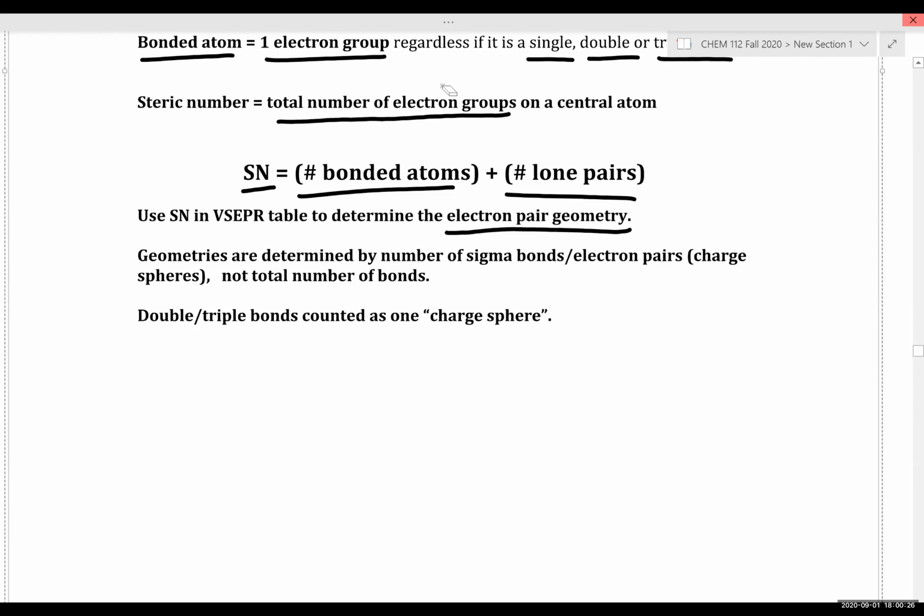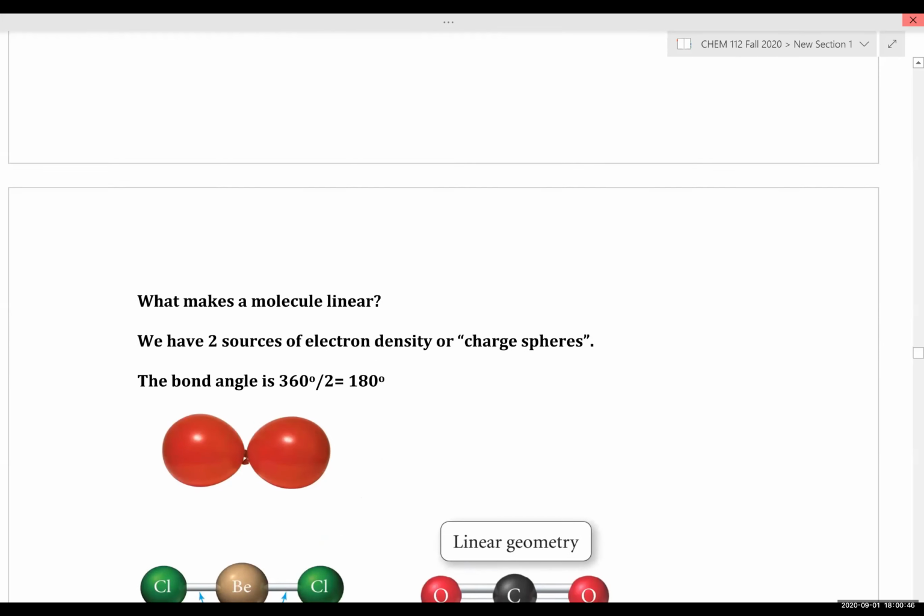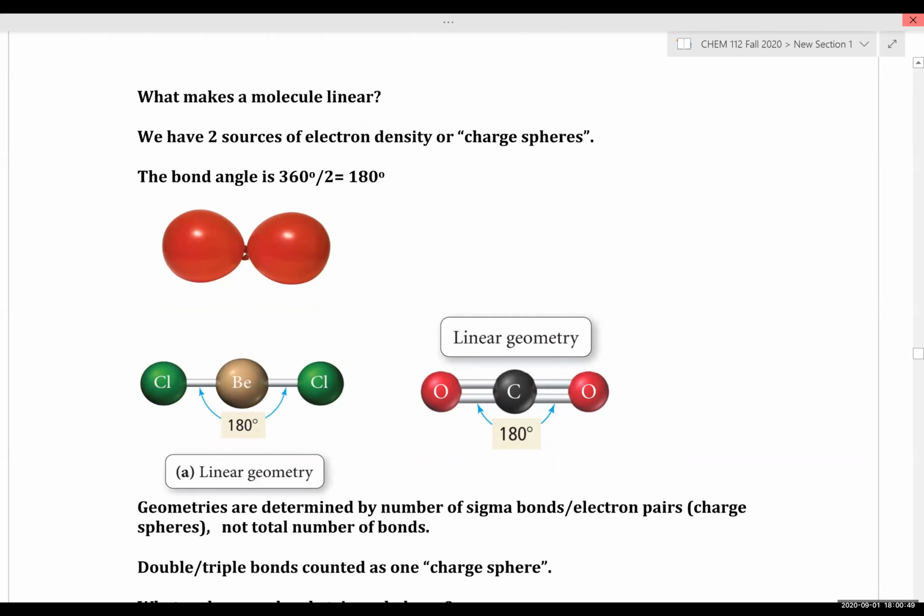Now what we're going to do is look at some of our electron pair geometries once again, and then we're going to see what happens when we start to introduce lone pairs and observe the effect of repulsions on our overall geometry. So, just as a refresher, the linear electron pair geometry: we have two sources of electron density or charge spheres, and we have 180-degree bond angles.